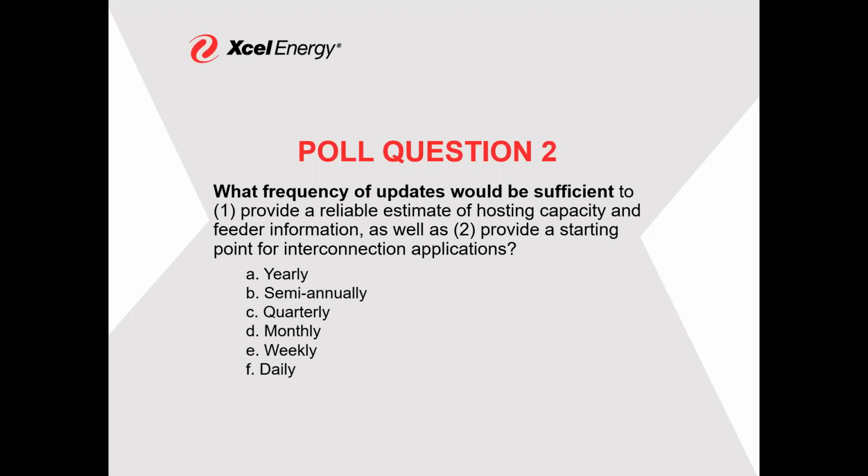So for those of you that aren't able to see the results on your screen, we're asking about the frequency of updates to meet the success criteria that the commission has set for the hosting capacity to be that initial indicator for the interconnection process. And monthly is the top answer with 64% of the responses, or nine responders on that one. Quarterly had 2 votes, or 14%, same for weekly. And then there was 1 vote for daily at 7%.